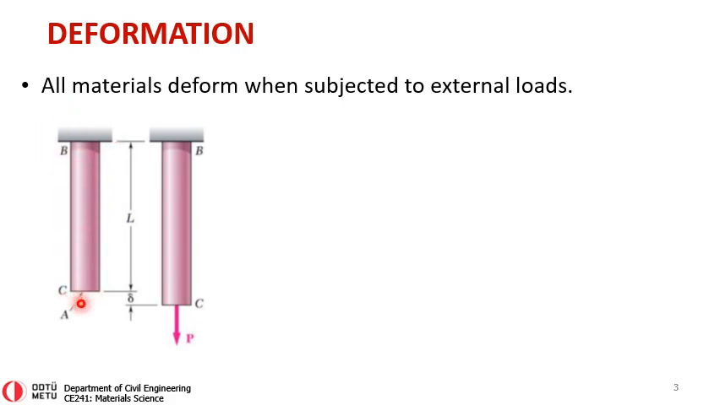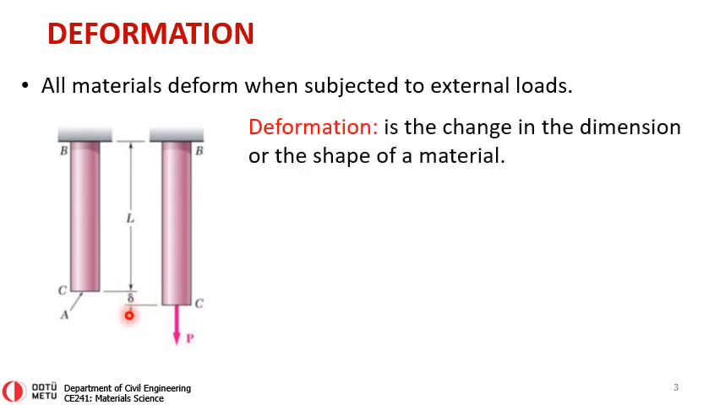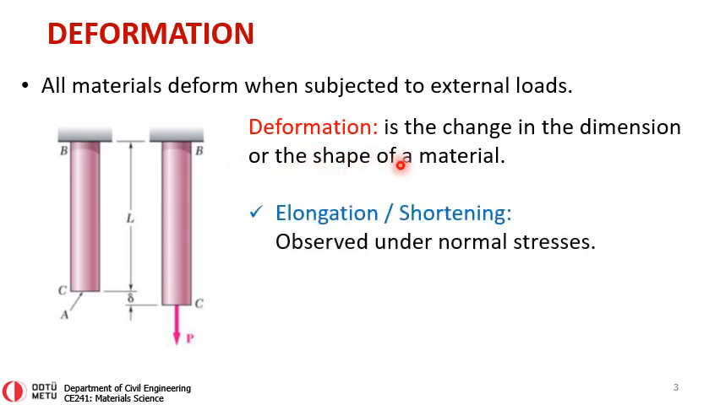If you were to pull this from this point A with a force P, this rod will elongate, so its original length L will increase by delta. And this delta is known as the deformation, in this case elongation. So deformation is the change in the dimension or the shape of a material. And we can have two different types of deformation.